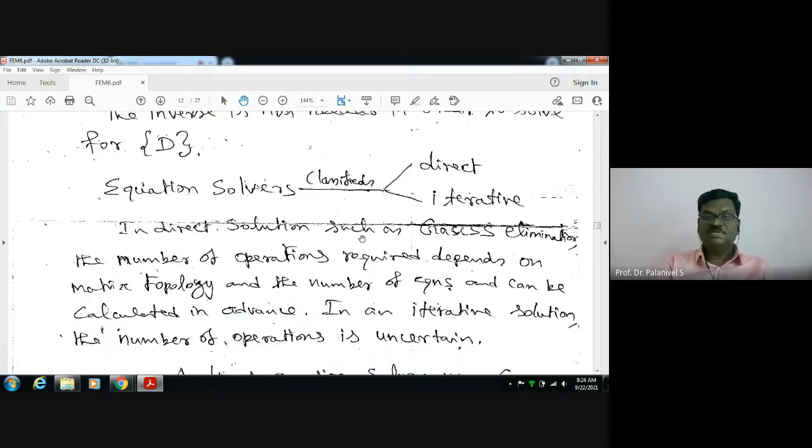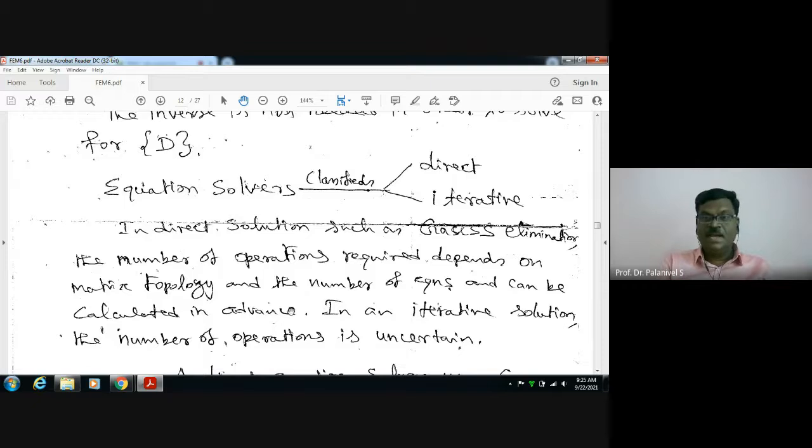In direct solutions such as Gauss elimination, the number of operations required depends on the matrix topology and the number of equations, and can be calculated in advance. That is, the number of operations involved is known to us. It depends on the topology of the global stiffness matrix and the number of equations in it, that is, its size, an n by n matrix. So we can calculate in advance how many operations are involved.